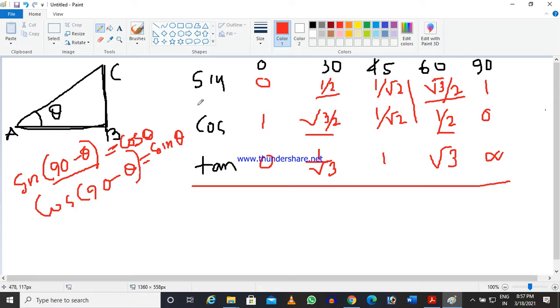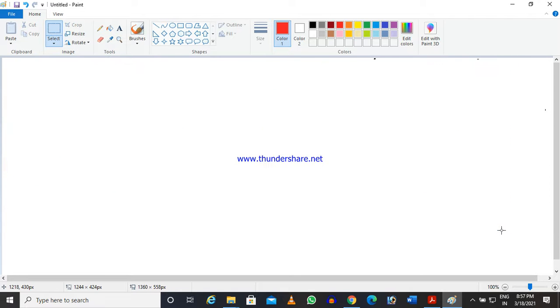Now we are going to prove some compound angle formulas. So far we have understood what is sine theta, what is cos theta, what is tan theta. Now we will prove what is sine A plus B, compound angle. A and B, two angles. Okay. So to prove that, I am drawing a picture. Just try to follow it.